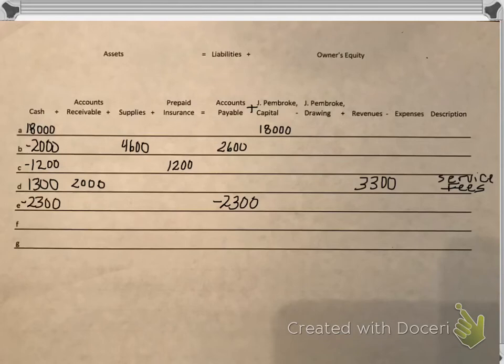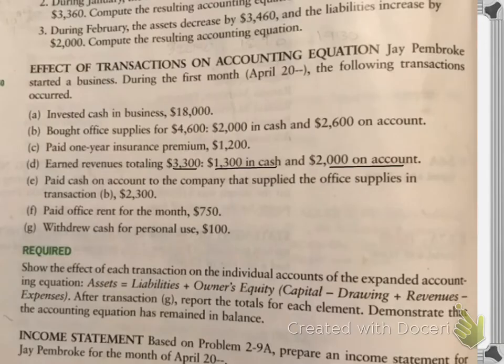So for transaction E, we had a decrease to cash for $2,300 and a decrease to accounts payable for $2,300. And then you would make sure that the accounting equation remains in balance. Then we'll move on to transaction F. Paid office rent for the month, $750. So you're paying the rent for 1 month.